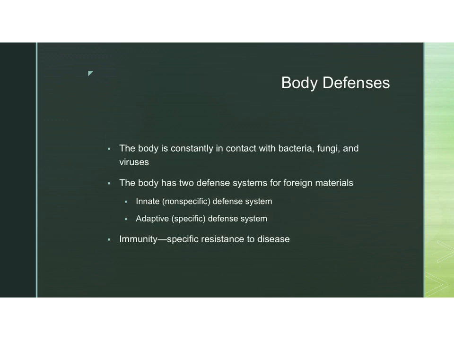Our bodies are constantly in contact with foreign things like bacteria and fungi and viruses, so it's something we encounter every minute of every day. So we have two different defense systems that we use to deal with foreign material. So there's the innate or non-specific defense system, and then the adaptive or specific defense system. And then immunity is when we have specific resistance to a disease. So we can develop immunity if we have been exposed to something previously.